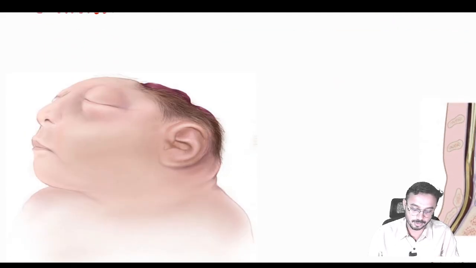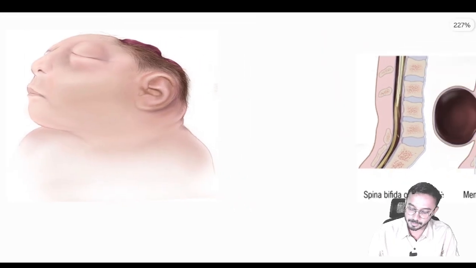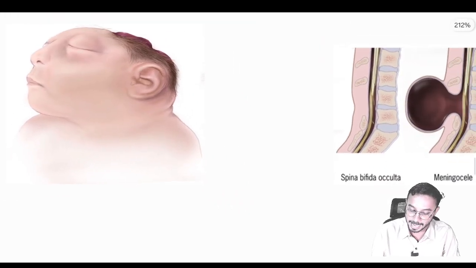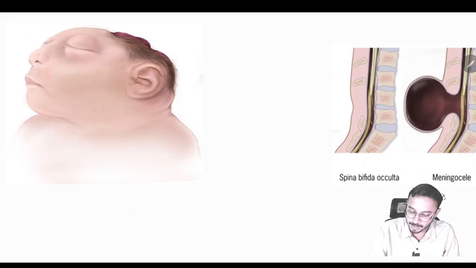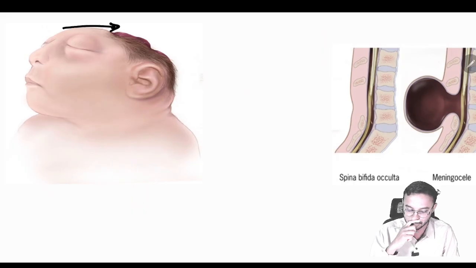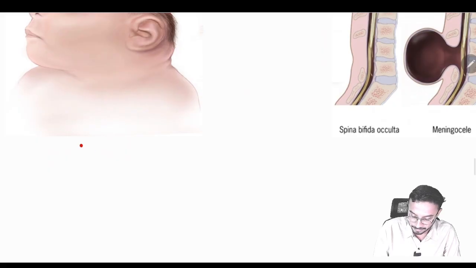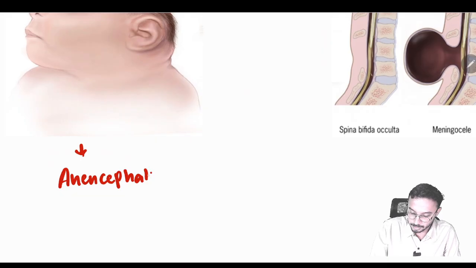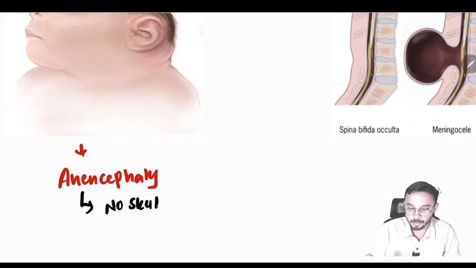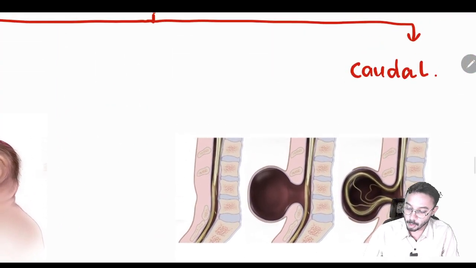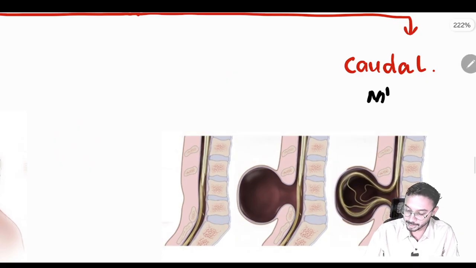The image I am showing you in front is anencephaly. Look at how we can diagnose it: the skull of the baby is not at all present. There is no skull. So this is the best example of anencephaly. Skull is absent. Anencephaly: no skull, cranium or vault is absent. And the caudal type is the most common when compared to cranial.